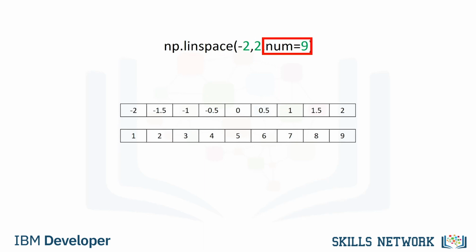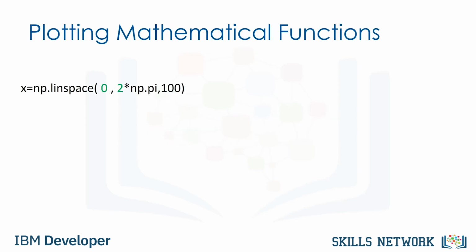If we change the parameter num to 9, we get 9 evenly spaced numbers over the interval from -2 to 2. The result is the difference between subsequent samples is 0.5 as opposed to 1 as before. We can use the function linspace to generate 100 evenly spaced samples from the interval 0 to 2 pi. We can use the Numpy function sine to map the array x to a new array y.